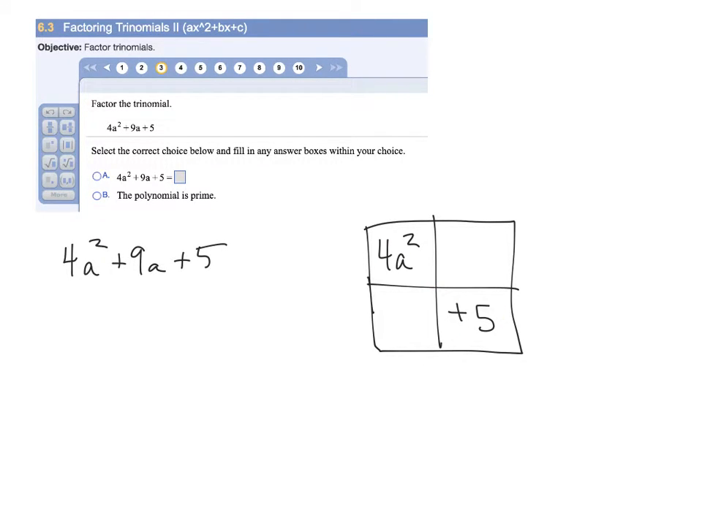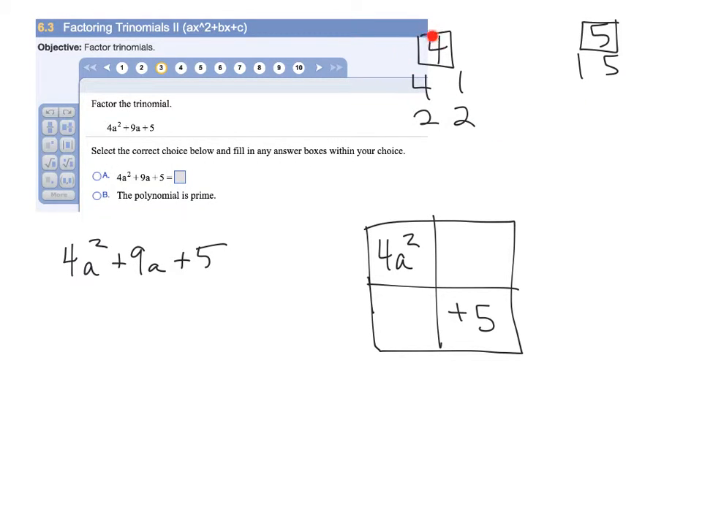So now we've got two amounts of guessing to do, all right? And this is just a tremendous amount of guessing because 4 can either be created by 4 times 1 or 2 times 2, all right? And then fortunately back here, 5 only has one choice, right? 5 can be 1 and 5. And so we have a few guesses that we need to try.